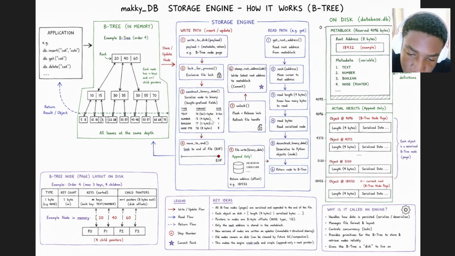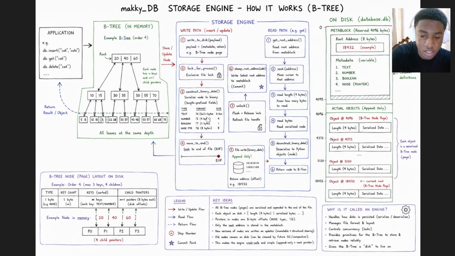Then we take this and store the length of the actual bytes in a 2-byte format, so that when we're reading from the disk, we first read the first 2 bytes, which is the actual length of the bytes, and then tell the engine to read that many bytes. Or if it's a number, we just store the number in 4 bytes, a boolean in 1 byte, or a null pointer in 8 bytes.